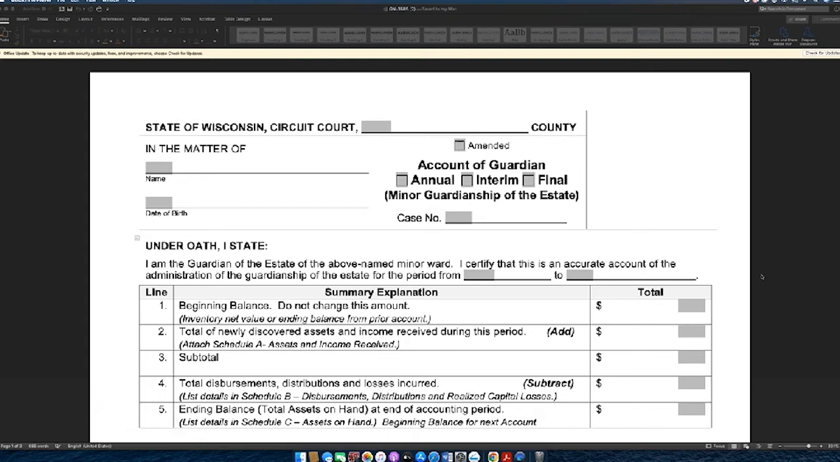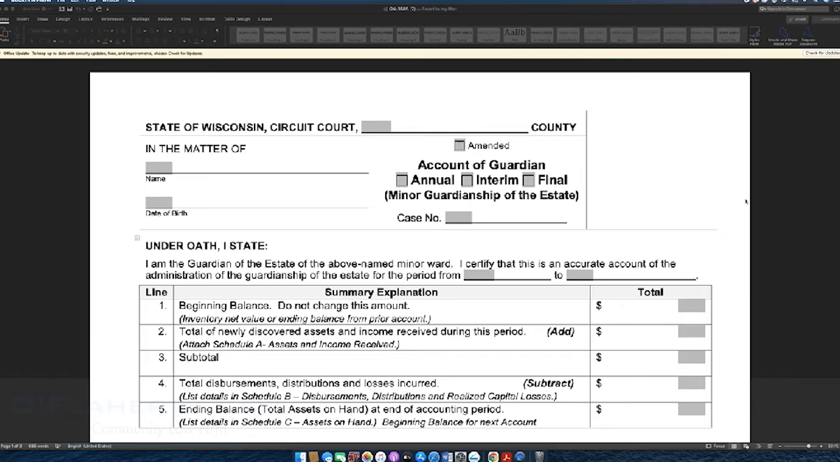It is Wisconsin Civil Court Form GN-3505, and depending on what kind of guardianship you have and where you are in the process, it will depend on whether or not you click annual, interim, or final. Typically, if you are a guardian for a minor guardianship of the estate, you will have to do an annual and final accounting. It just really depends on what the circumstances are for your particular situation.